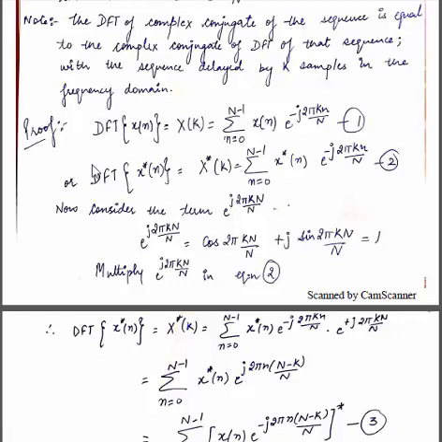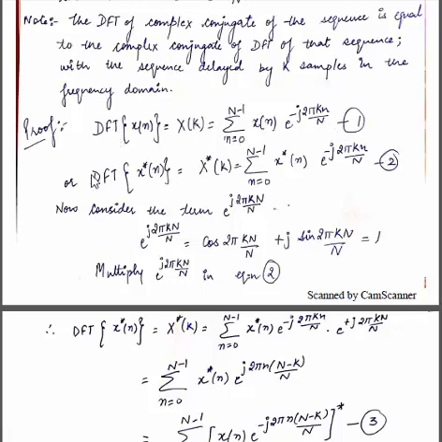Now according to the definition of DFT, DFT of x of n is equal to X of k, that is equal to summation n tends to 0 to N minus 1 x of n e raised to power minus j 2 pi k n over N. That is equation number 1.